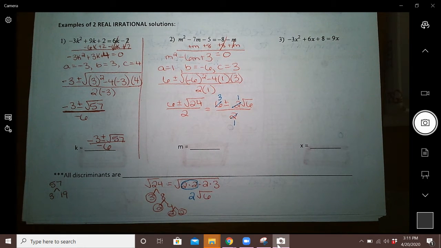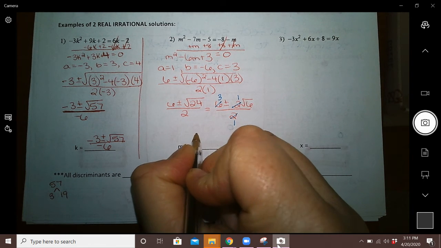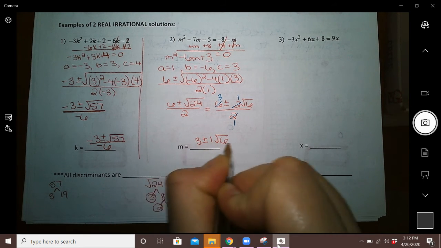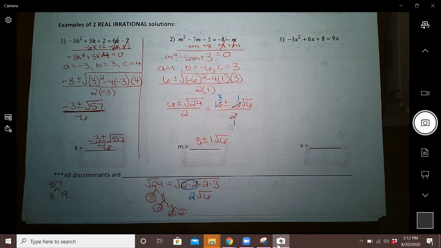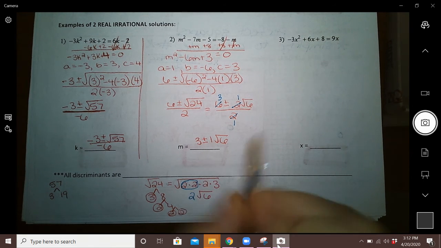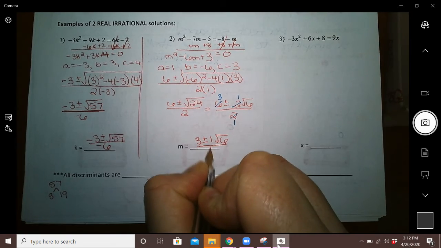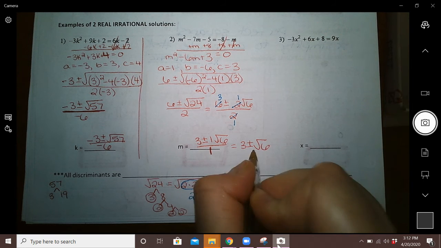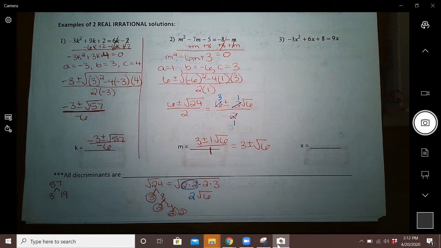So when I write my final solution, I want all 3 outside numbers to be reduced. This would be 3 plus or minus 1 times the square root of 6 all over 1, but we do not have to write that denominator fraction. We also don't have to write this one either. I'm going to write it so that you see it, but it could look like just 3 plus or minus the square root of 6. These two things say the exact same thing. So I have two solutions, 3 plus the square root of 6 and 3 minus the square root of 6. They're real numbers, but they are irrational.